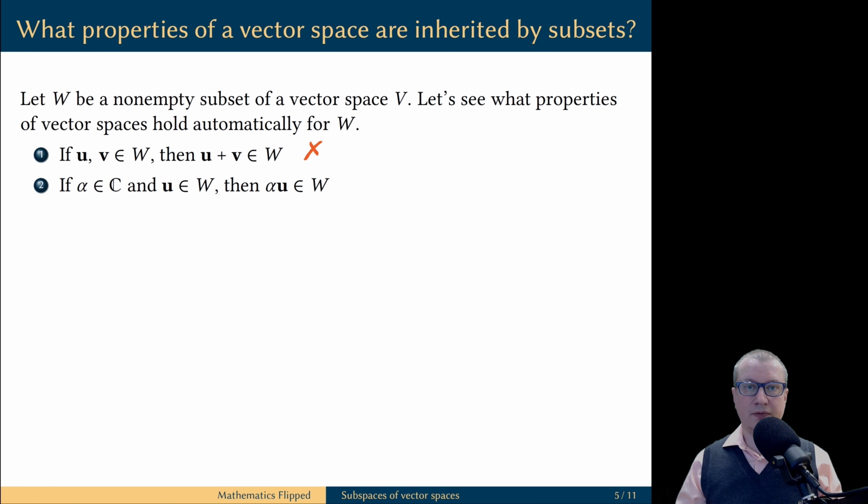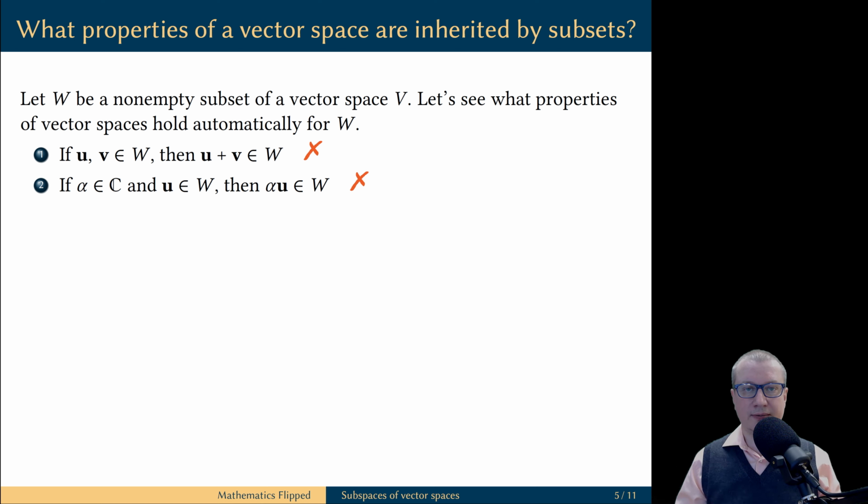Next is the property of scalar multiplication closure. Let's take a vector u in the subset W. Let's scale this vector by scalar alpha. What we know is that this scalar multiple is an element of a vector space V, because the vector u is an element of V. Are we guaranteed that this scalar multiple remains back in that subset W? Unfortunately, no, and therefore this property does not automatically transfer to subset W. Looks like we didn't have a great start. So far 0 out of 2.